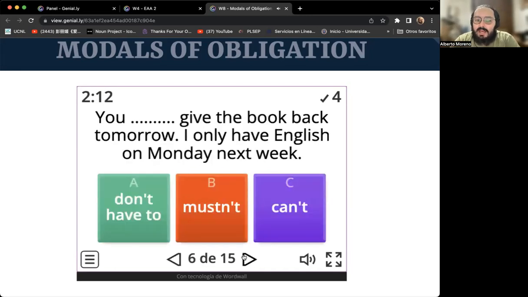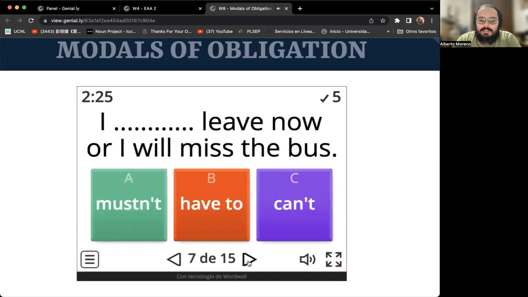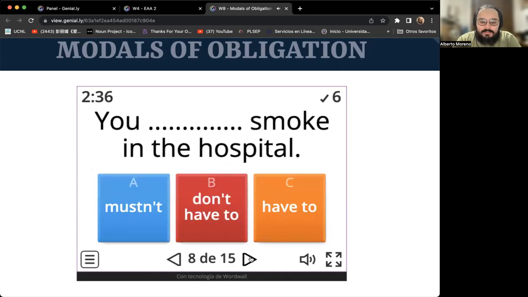You give the book back tomorrow. I only have English on Monday next week. You, which is the answer? Don't have to. You don't have to. Very good. Next, I leave now or I will miss the bus. I have to leave. Very good.